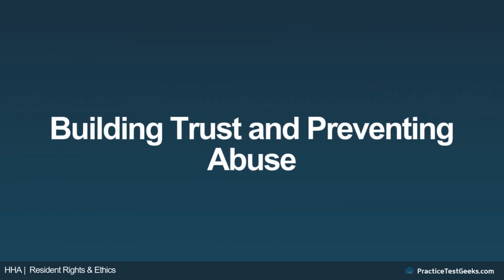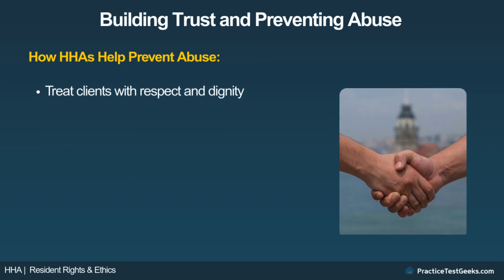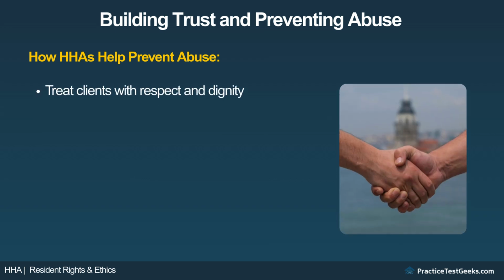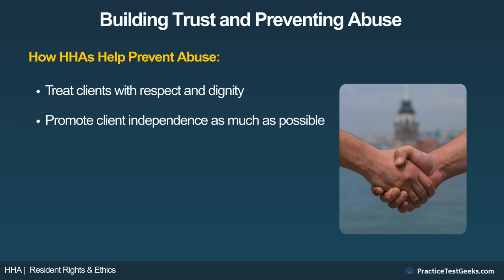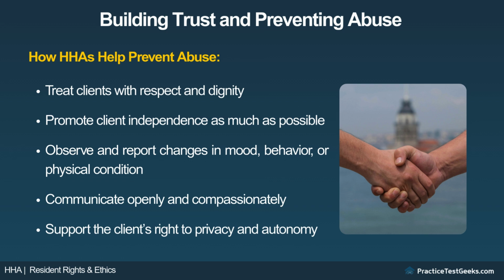Building trust and preventing abuse. How HHAs help prevent abuse. Treat clients with respect and dignity. Promote client independence as much as possible. Observe and report changes in mood, behavior, or physical condition. Communicate openly and compassionately. Support the client's right to privacy and autonomy. Creating a safe, respectful environment reduces the risk of both abuse and neglect.